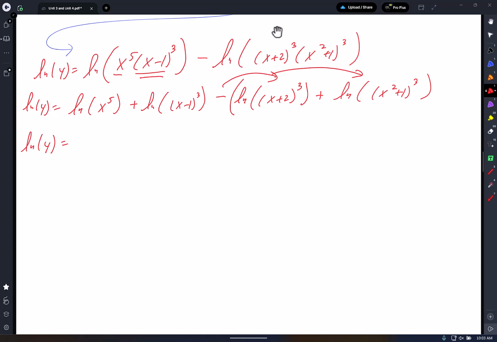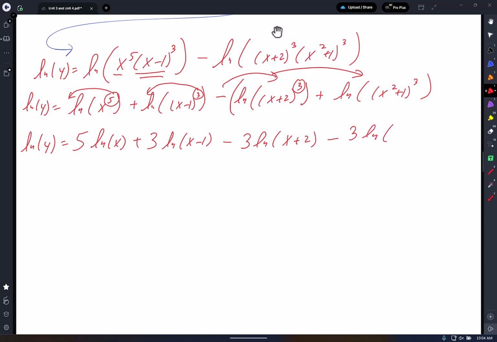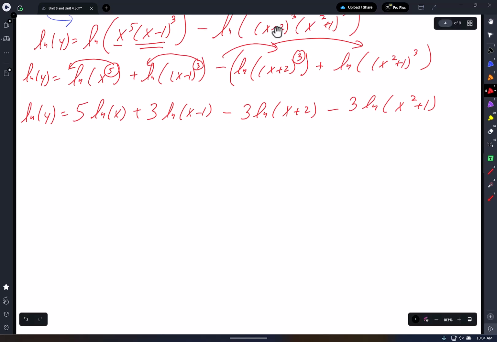I'm going to move this 5 to the front. That's a power rule of logarithms. 5 ln of x, and I guess you could have left it there if you wanted to, but it makes life a lot easier. Plus 3 ln of (x minus 1), minus, well, let's move that 3 out of there, so 3 ln of (x plus 2), minus, because we're distributing that negative, 3 ln of (x squared plus 1). I don't see any issues now. I think we're still good.